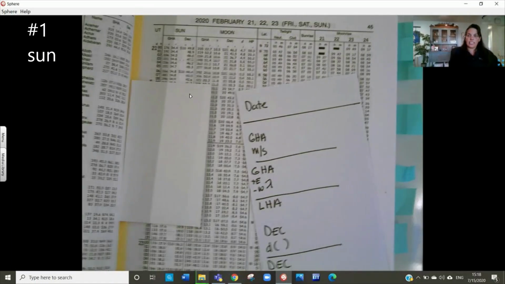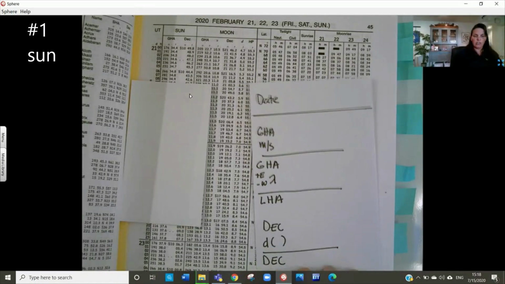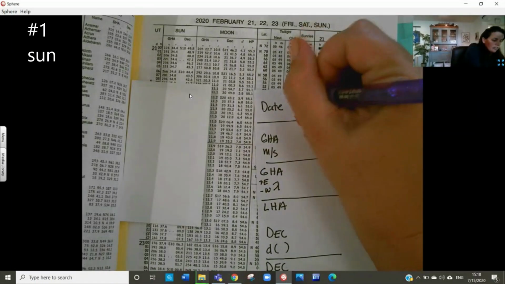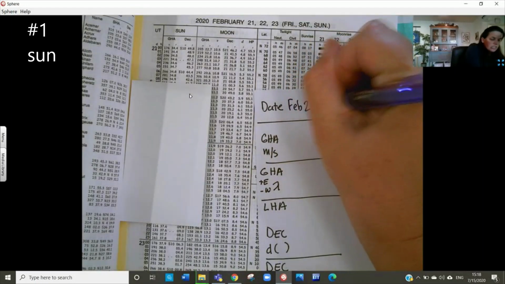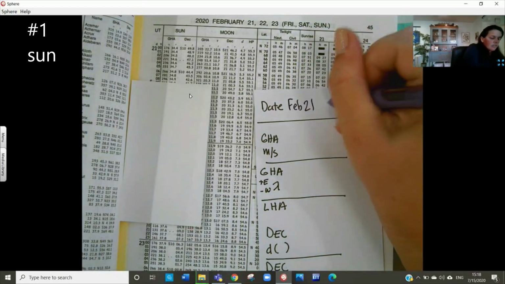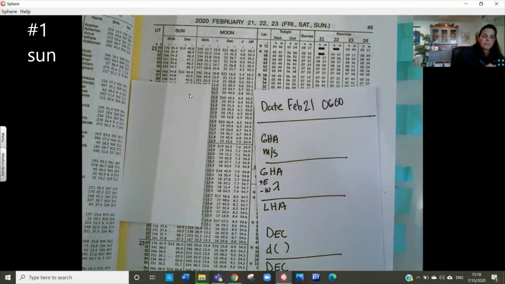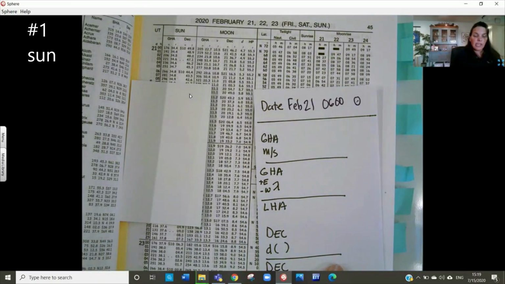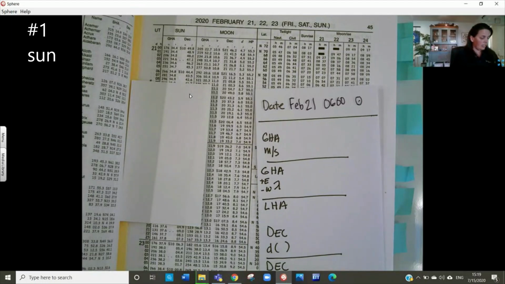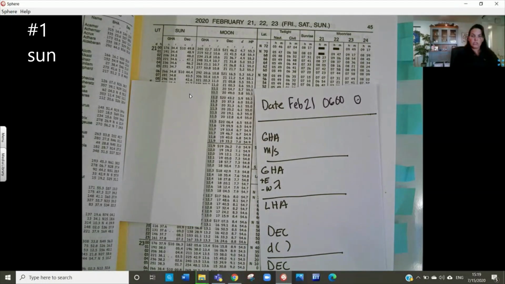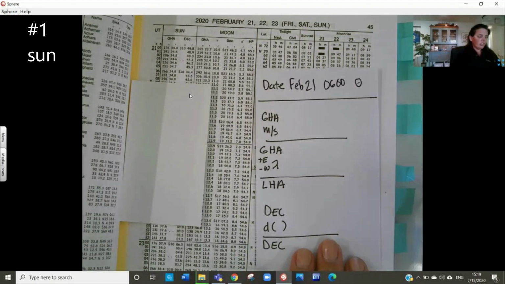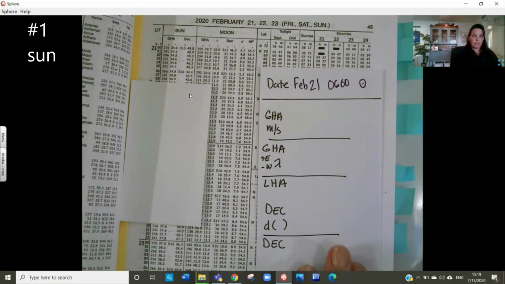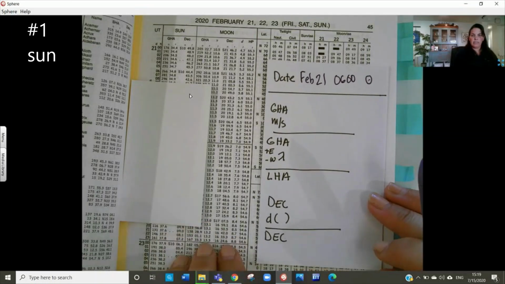Okay, so let's get started on number 1. We have a date of February 21st at a GMT time of 0600, and we are observing the sun. We have a DR latitude and longitude, and they're asking what GHA, LHA, and declination are. So, again, you can use your site reduction form, but I'm just writing it out so you can see both pages here.